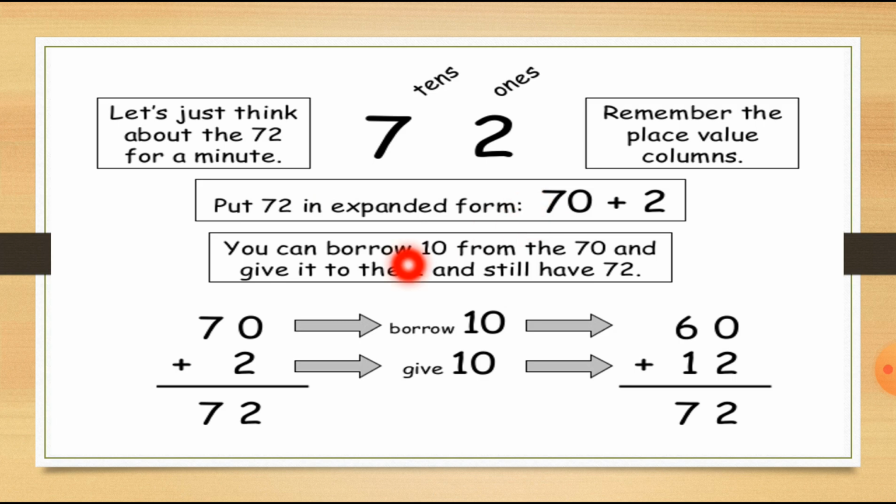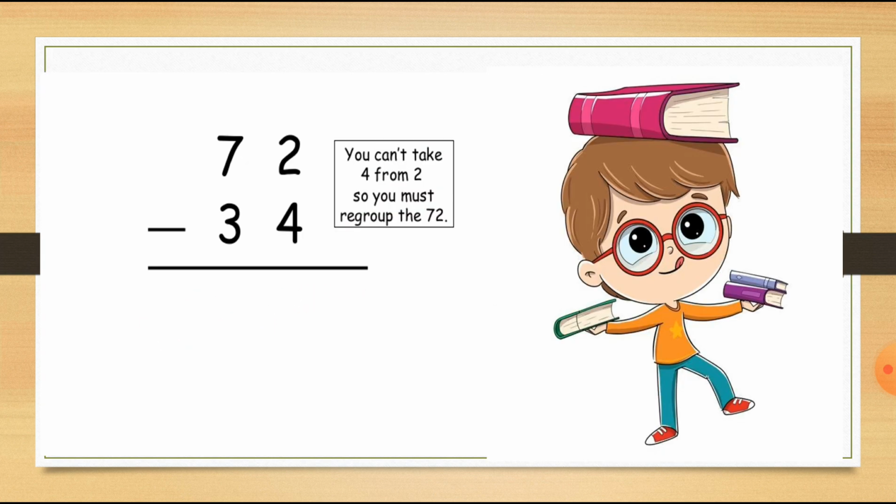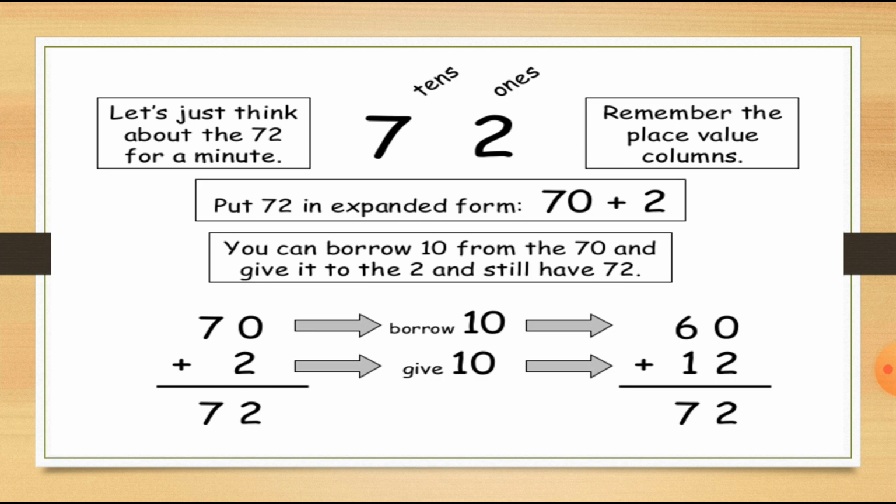Here is the example. You can see here is the number 72. So here 2 is the ones value and 7 is the tens value. Let's just think about the 72 for a minute. Here we are thinking about the number 72 only. Remember the place value column. The place value of 2 is 2, and 7 is at the tens place. So what is the place value of 7? 70. Just keep this in mind, students: the value of 7 tens means 70.